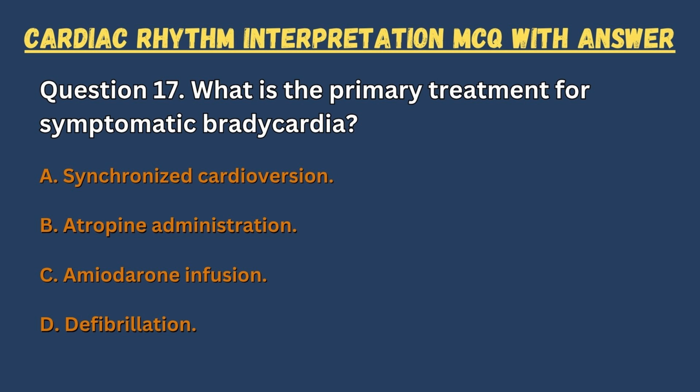Question 17. What is the primary treatment for symptomatic bradycardia? A. Synchronized cardioversion. B. Atropine administration. C. Amiodarone infusion. D. Defibrillation.